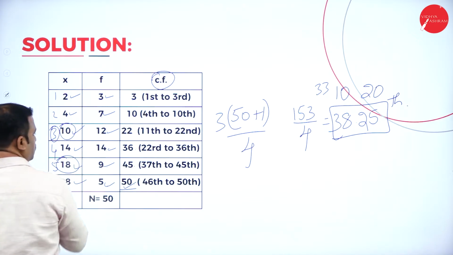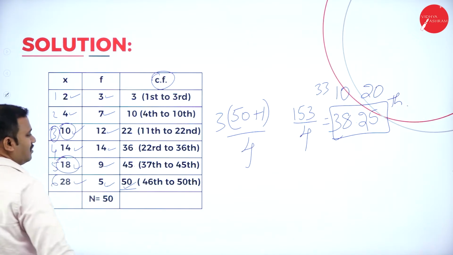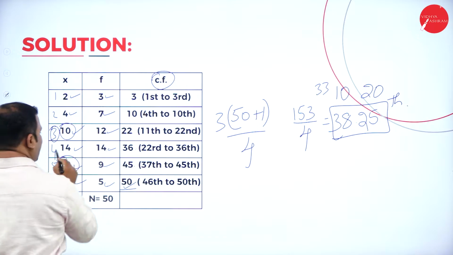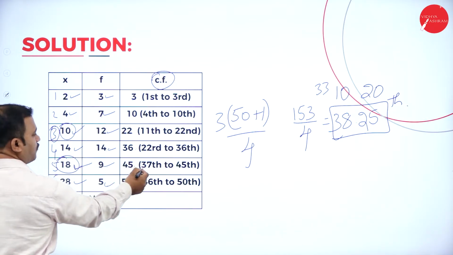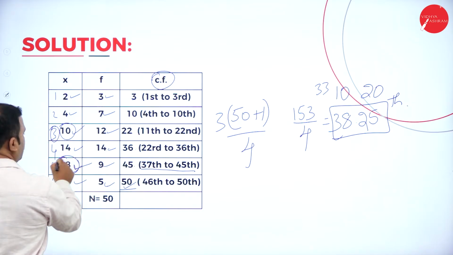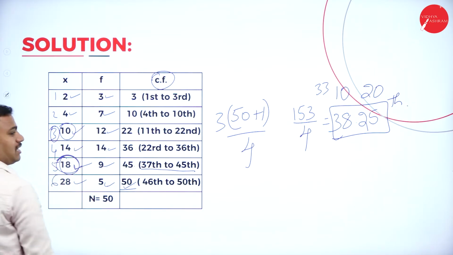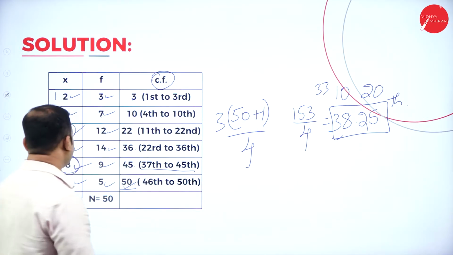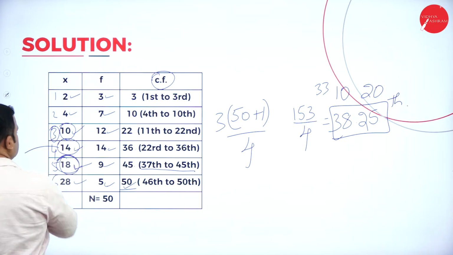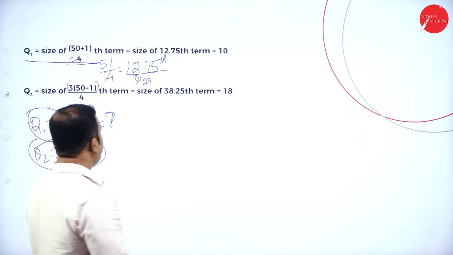It comes to be the value which is equal to 18. 37 to 45 is 18. So we are left with 38.25, and 38.25 is between this range. So we have 18. So 10 plus 18 is equal to 28. 28 by 2 is equal to 14. Obviously, you will get the value which is equal to 14.